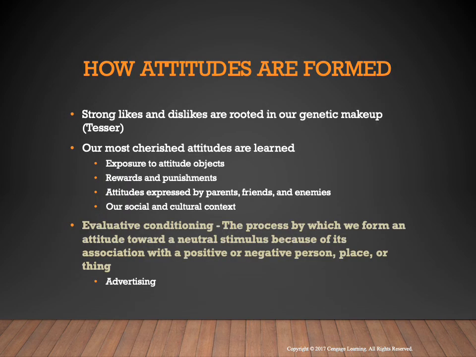How attitudes are formed. There is evidence that strong likes and dislikes are rooted in our genetic makeup, and this is supported by twin studies, where identical twins who are raised separately are then looked at later on in life, and we see if they end up having similar lifestyles, similar preferences. And there is some evidence that this happens.